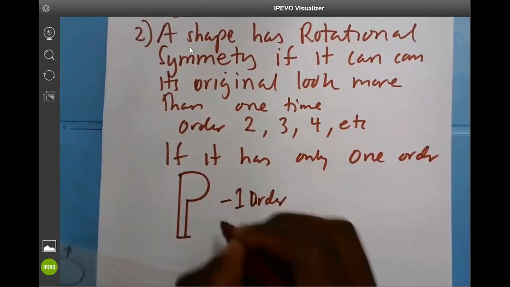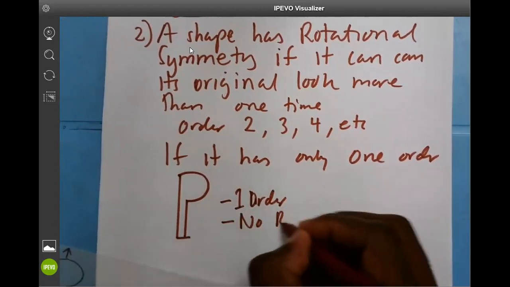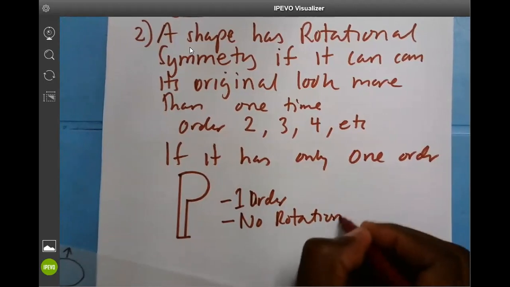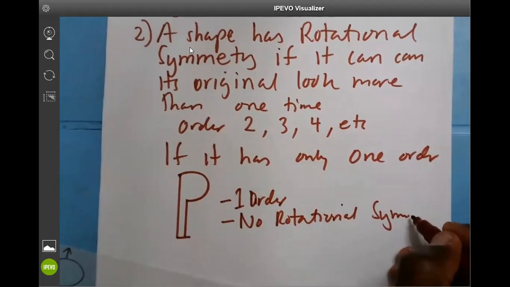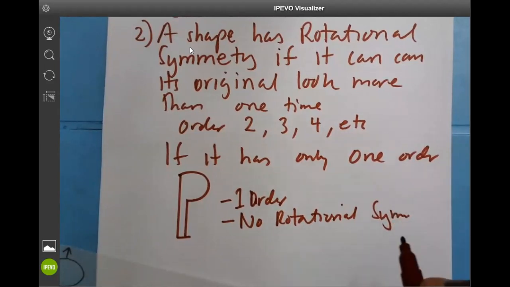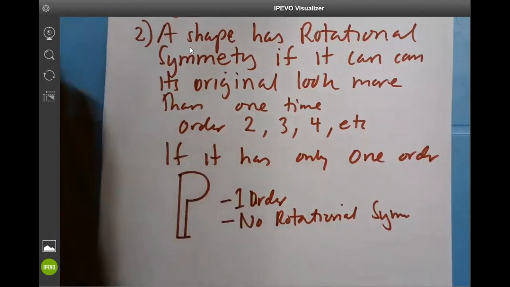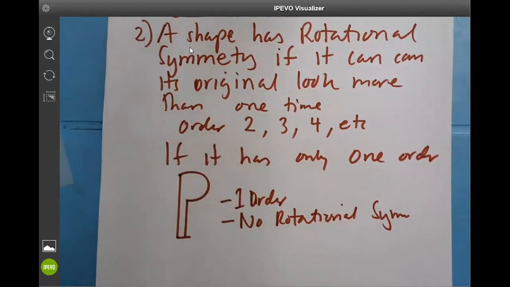And if a shape has one order, it means no rotational symmetry. If a shape has only one order, it means no rotational symmetry. So for a shape to have got rotational symmetry, it must have two orders or more. But when the order is only at the end of rotating, then we conclude this shape does not have rotational symmetry.